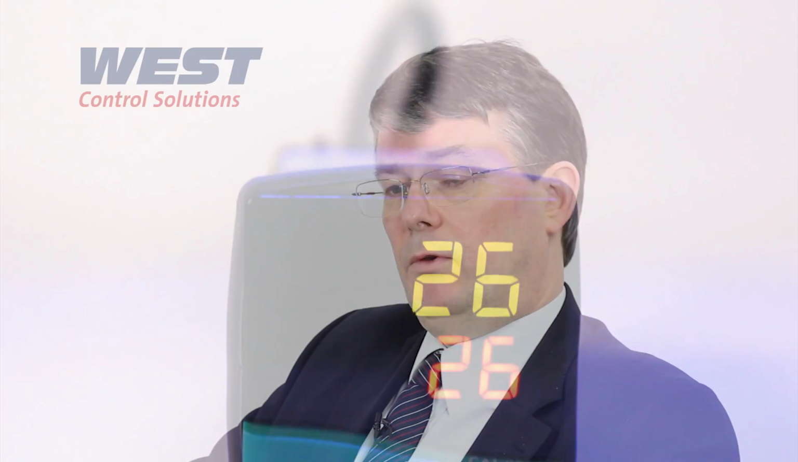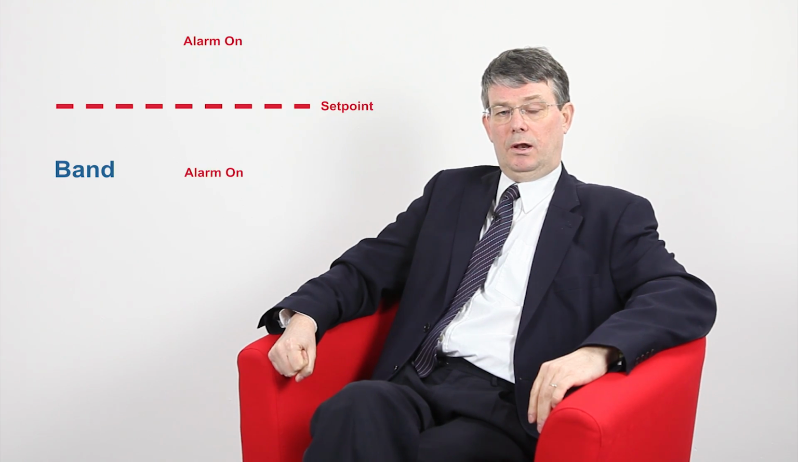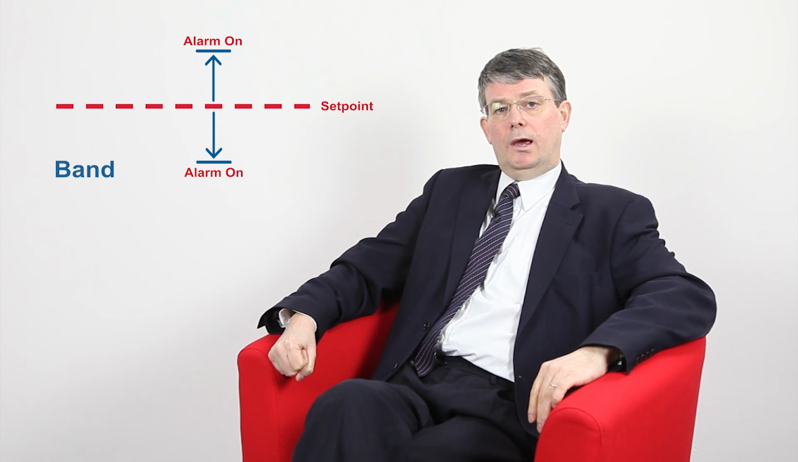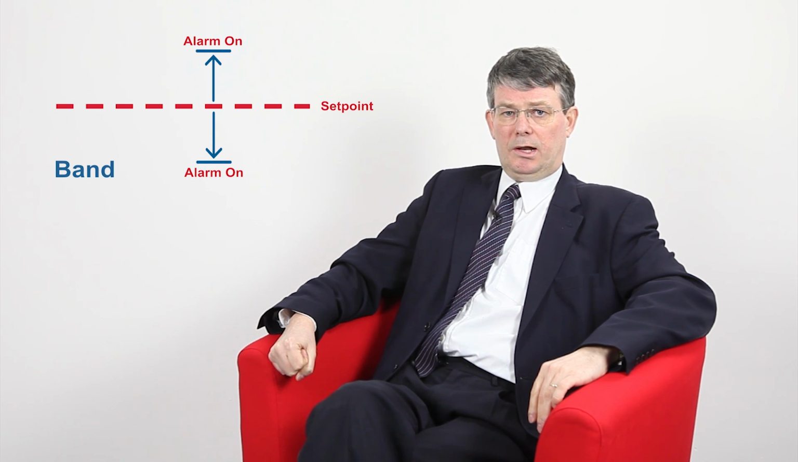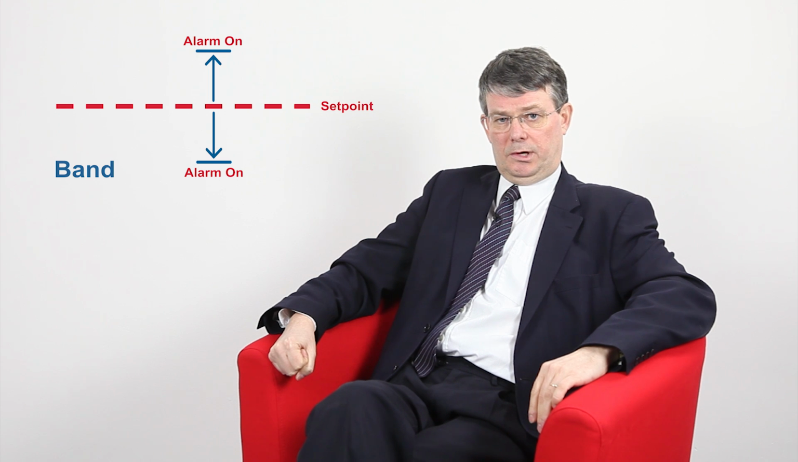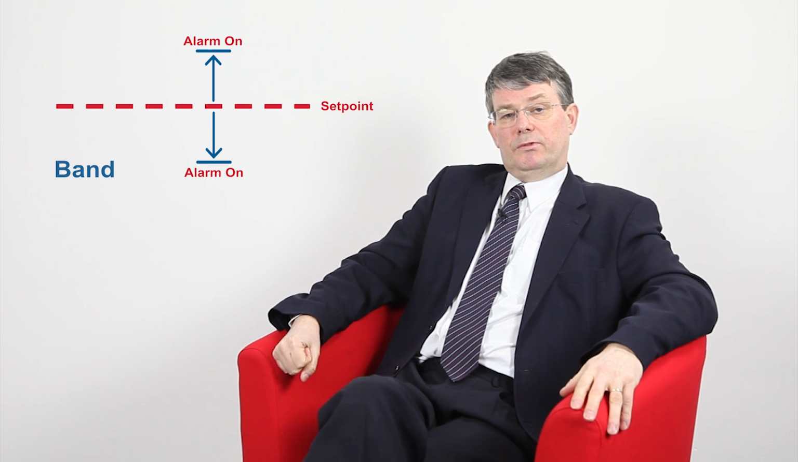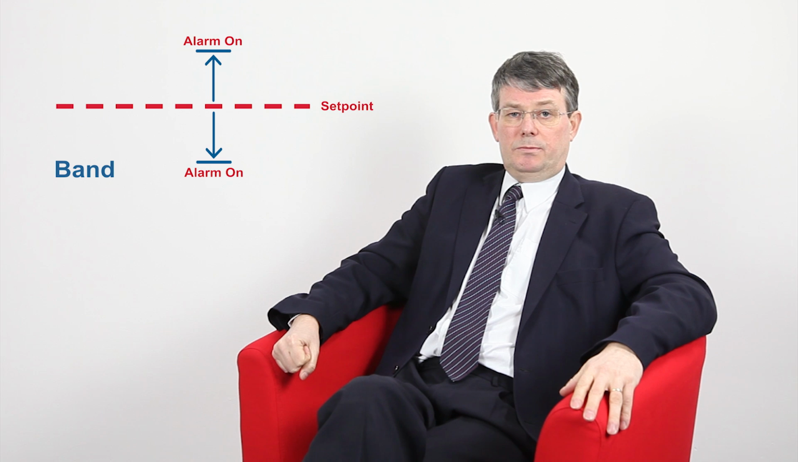However, if you want an alarm that is symmetrical around the set point, perhaps 5 degrees above and 5 degrees below, there is another option. This is the band alarm. You set a single alarm with a single value, and the alarm will activate if the process is that amount above or below the set point. The advantage of this is you use only one alarm and it's much simpler to set up.